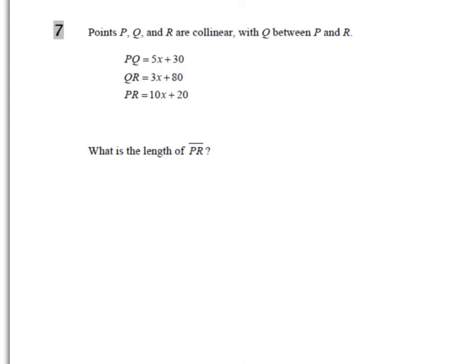For question number 7, points P, Q, and R are collinear, with Q between P and R. So collinear means on the same line. So I have points P, Q, and R, and I know one point is in between. Because I know Q is between P and R, I'm going to label my line like this. Knowing that all of these are on the same line tells us that they're collinear.